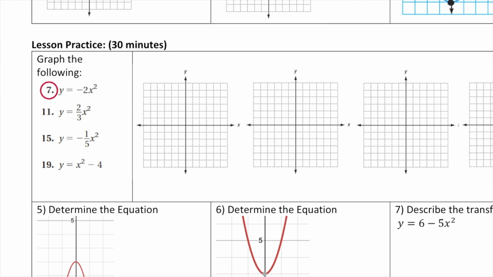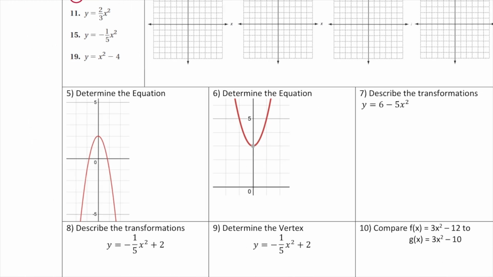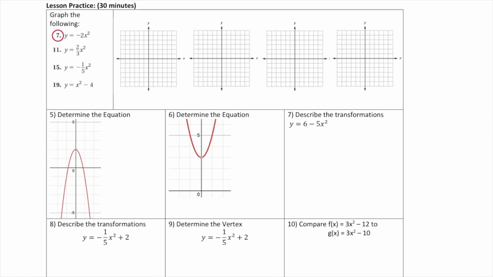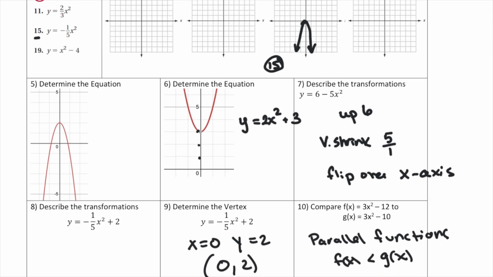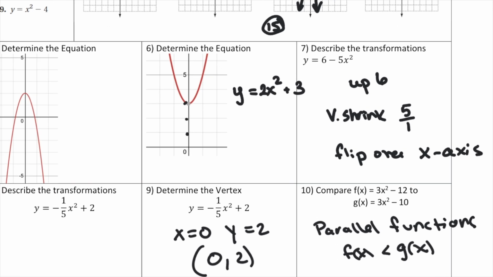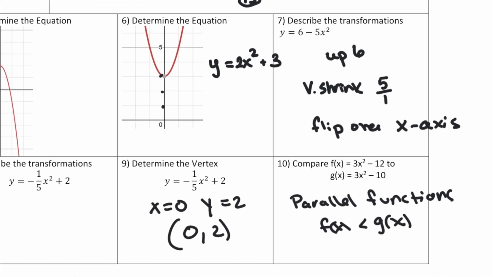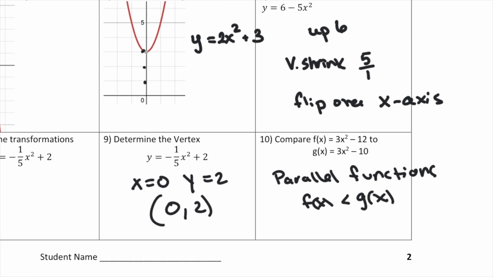So graph the following questions and then check some of your answers. Notice for number 15, you had a vertical shrink. Number 6, double check that your answer agrees, and then I've given you a couple of other answers.